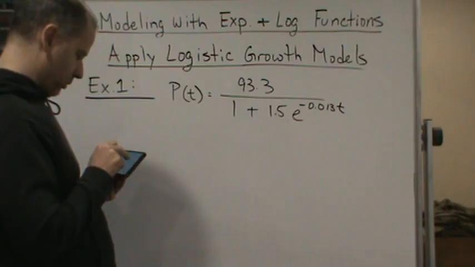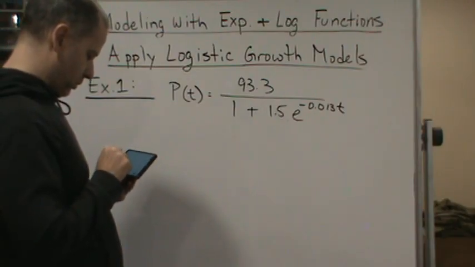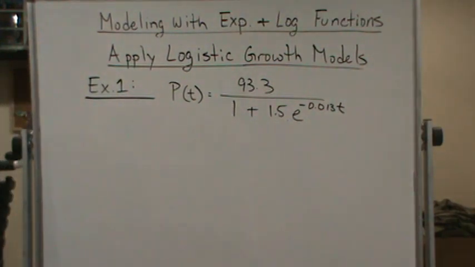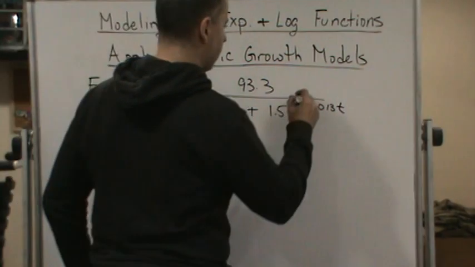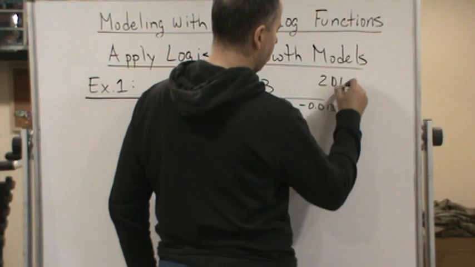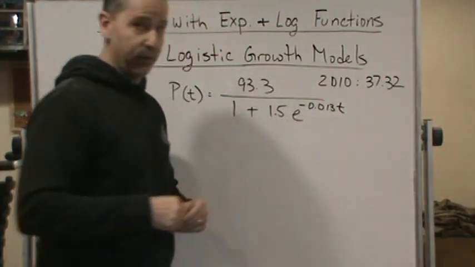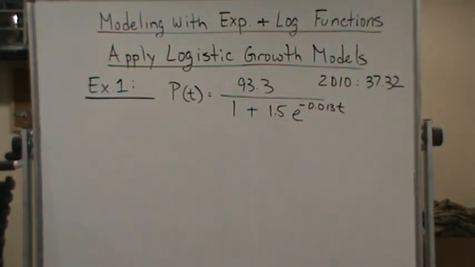And look at that, we get 37.32, not bad. So in 2010, we got 37.32. So very accurate. Now it says determine the time required for the population to double. So now we're going to do the same thing we did before. We're going to find that time. Last time, if you recall, we got 2200. Let's see what we get now.